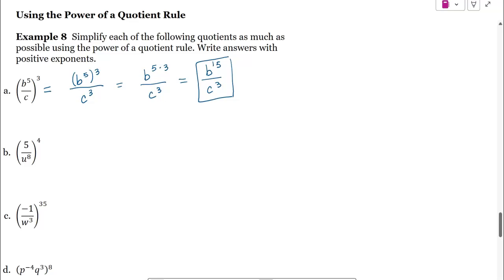Looking at example B, I'm going to raise the numerator 5 to the 4th power, and then I'll raise the denominator u to the 8th to the 4th power separately. Let's see, what's 5 to the 4th power? 5 times 5 times 5, 625. And then I've got u to the 8 times 4 power, or 625 over u to the 32nd power.